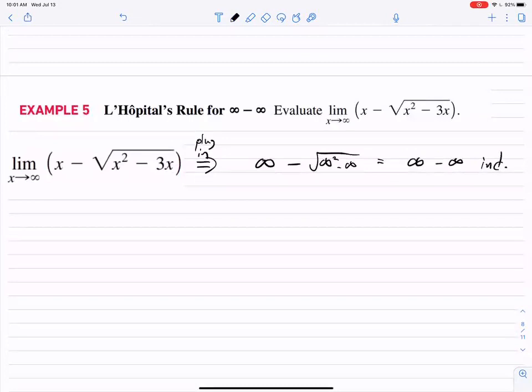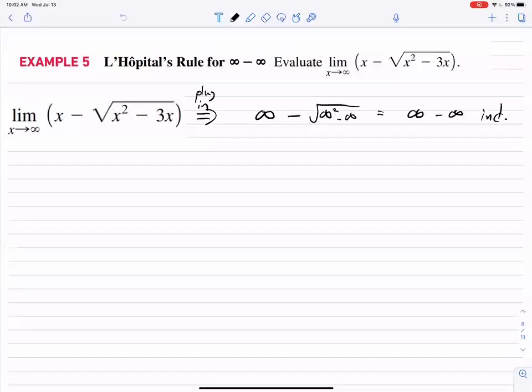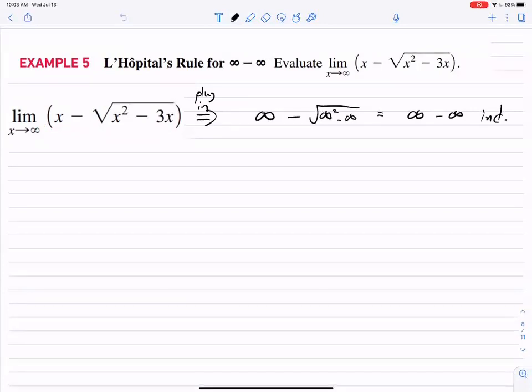And so how can we write this in a form that we can use L'Hopital's on? So what we're going to want to do is we're going to want to have something that we can pull out of both of those terms to get it to be infinity times something, and then rearrange that so we can get into L'Hopital's form. And so this is some clever algebra again, but if you've seen them a couple times, you get used to it.